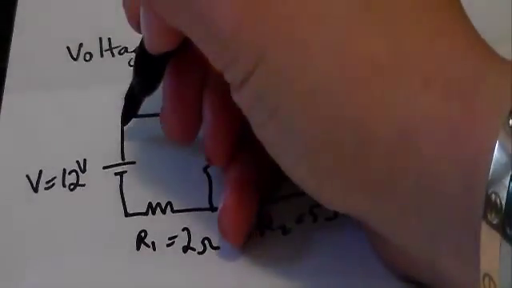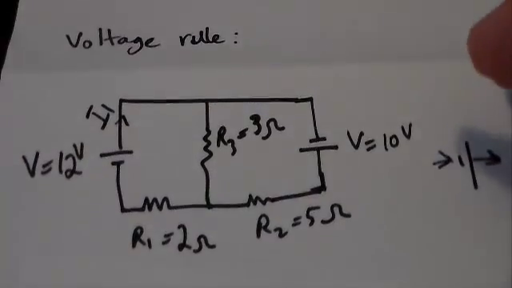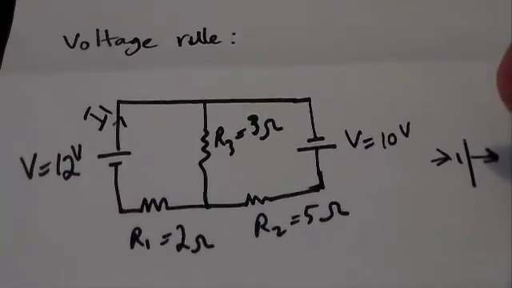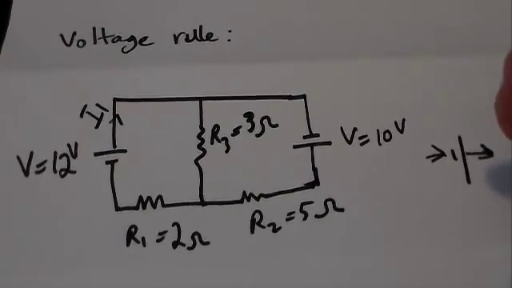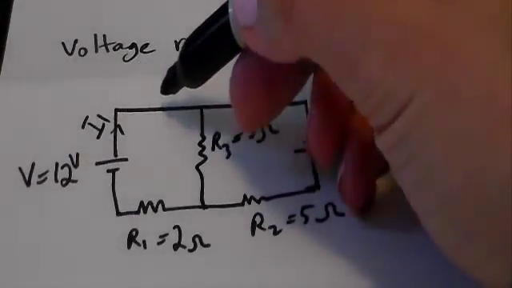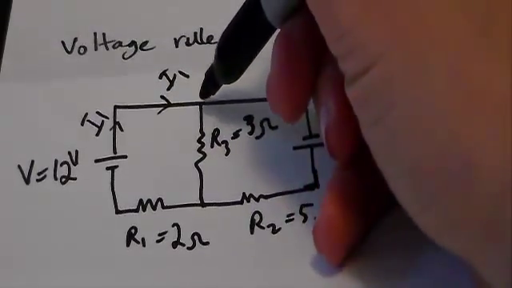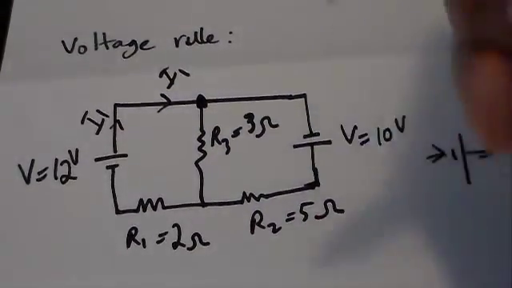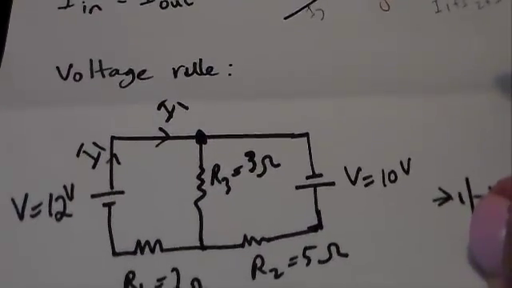So let's call that I1. This is the current that comes out of the battery that has a voltage of 12. It passes through here, and as you see, this I1 gets to a junction. As it gets to a junction, the current rule kicks in.